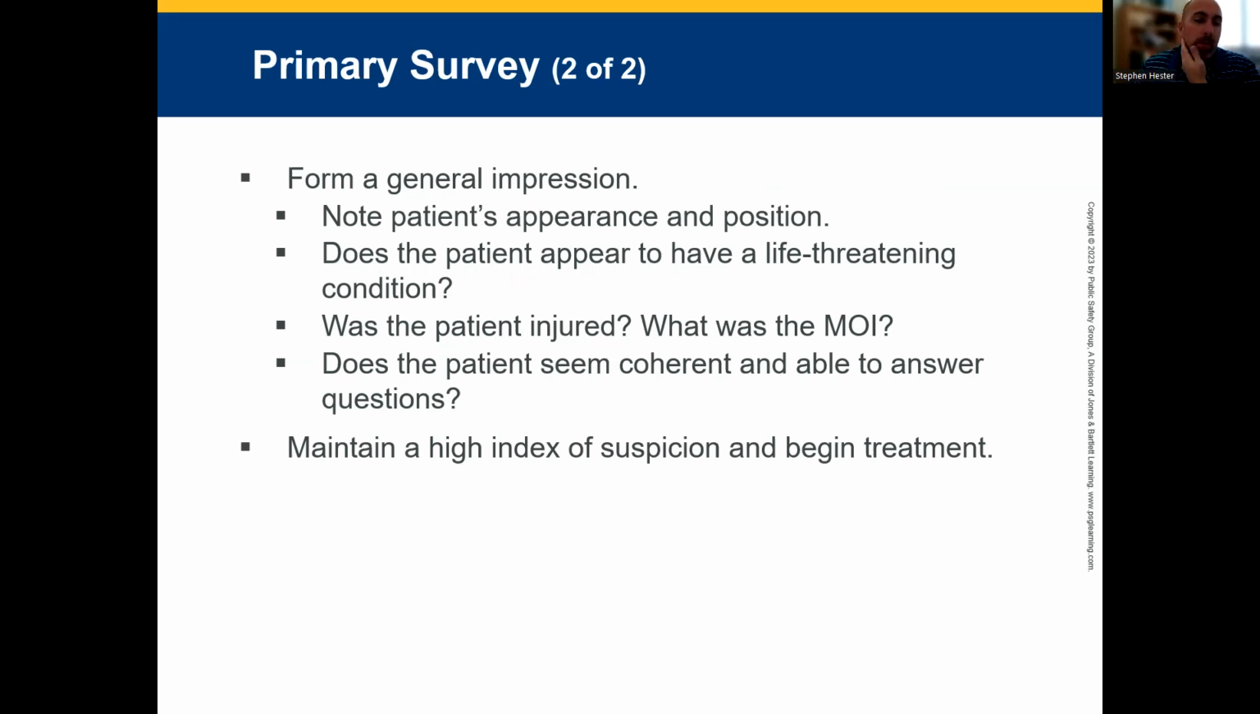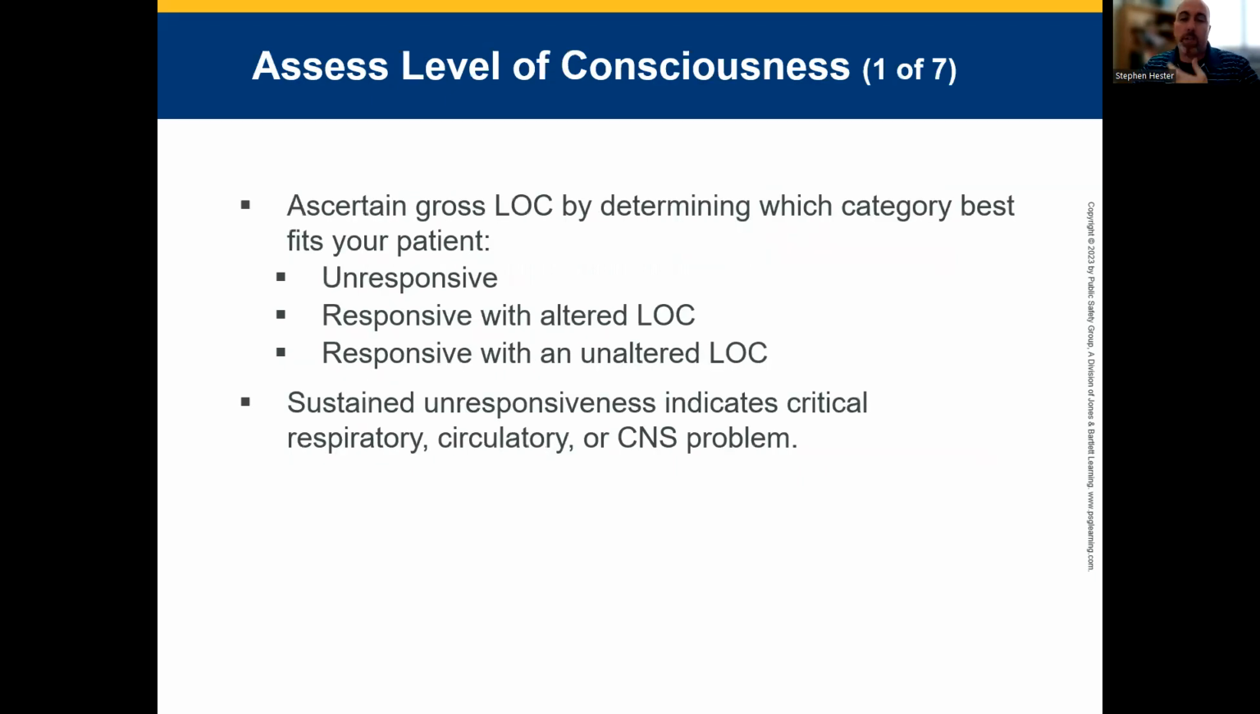All right, this is where we want to start our treatment next. We got to get our treatment plan. We got to figure out what we want to do next. Are they unresponsive? Are they responsive with altered level of consciousness? Are they responsive with an unaltered level of consciousness? Sustained unresponsiveness indicates a critical respiratory, circulatory, or central nervous system problem. After that, we're going to package and provide transport to the appropriate facility.